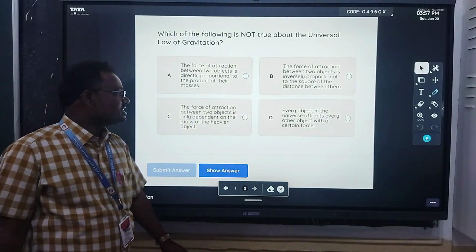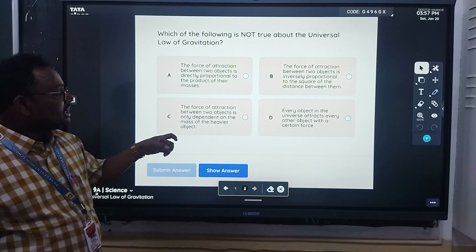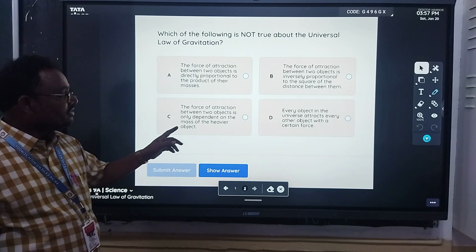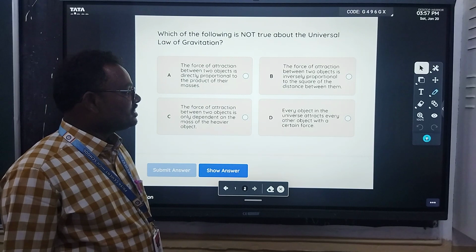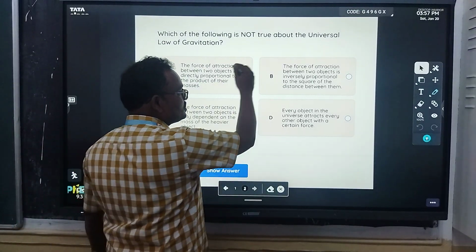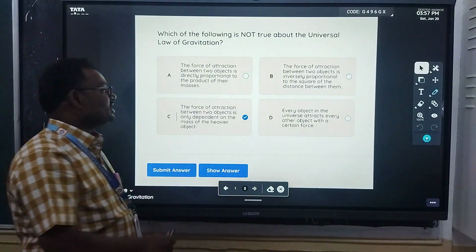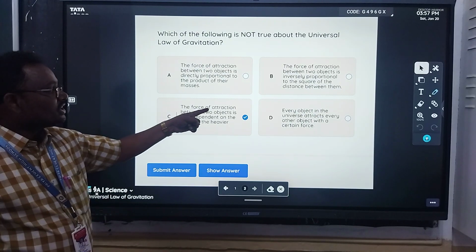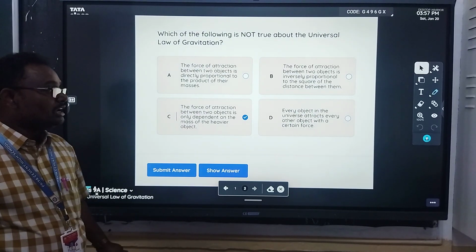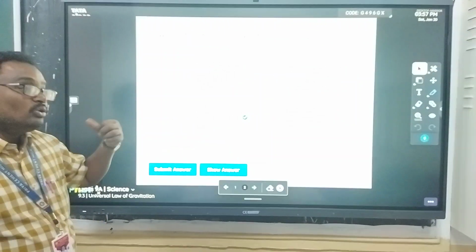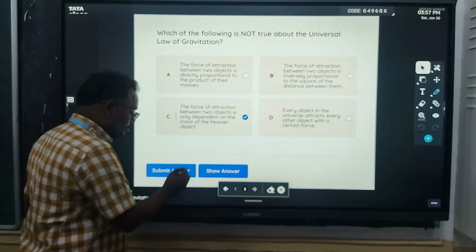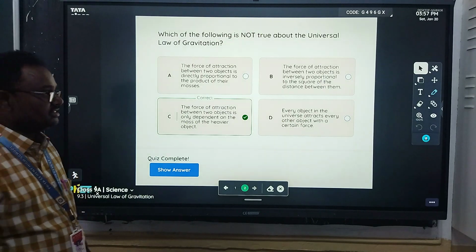Next, the force of attraction between two objects only depends on the mass of the heavier object. Next, every object in the universe attracts every other object with a certain force. So these are all correct, but this is not correct, because the statement that the force of attraction between two objects only depends on the mass of the heavy object is wrong. It depends on the masses of both objects. So this is the right answer.